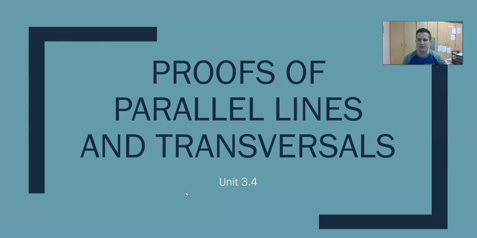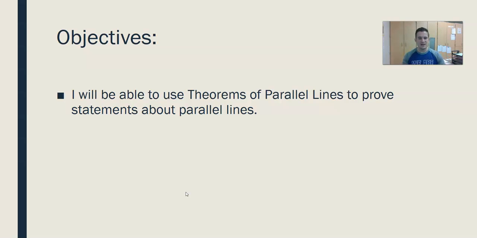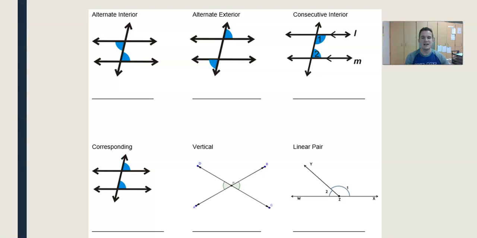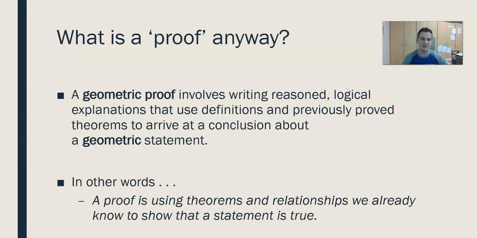I've thrown that word around a few times in the last few lessons, so now we're going to formally define what that really means. By the end of this lesson, I would hope that you are able to use these theorems of parallel lines that we've discussed to prove different statements about parallel lines. When I say theorems, these are the things I'm talking about, these different angle relationships that we have discussed and that we've already determined are true. We're going to use these truths to show or to prove other truths about parallel lines.